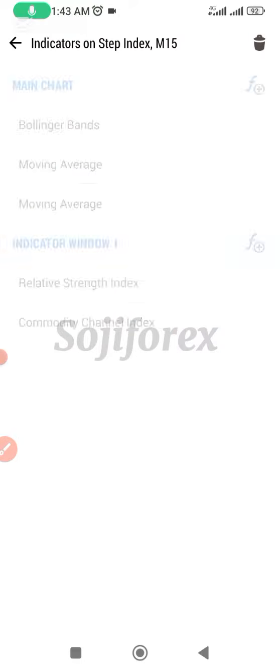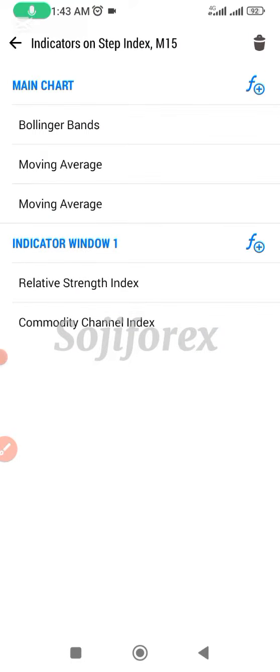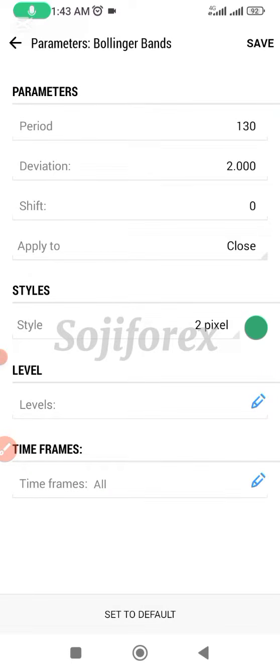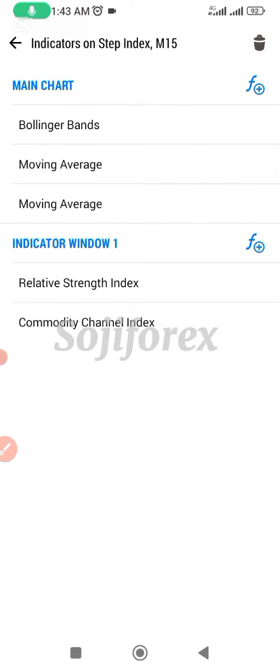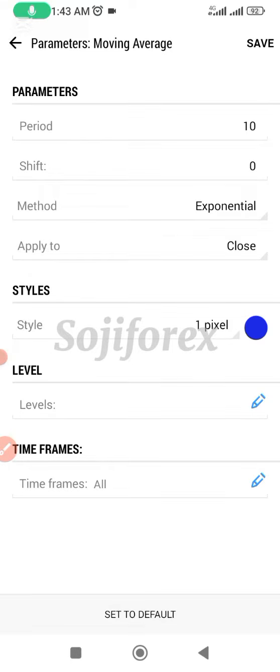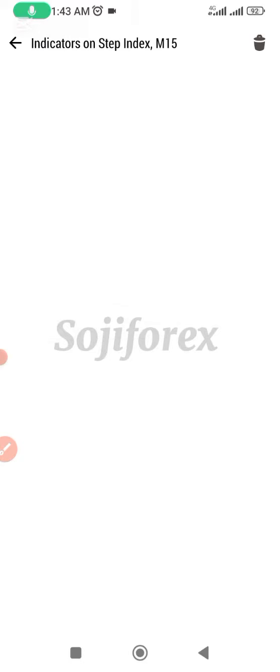divergence. And here is the setting of this Bollinger Band. It's not the usual Bollinger Band. The Bollinger Band period is 130, the deviation is 2.0. Moving average, the period 25, method exponential. The other moving average is 10 and it is still exponential.